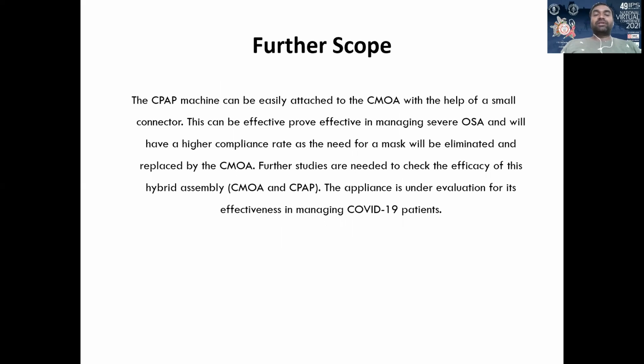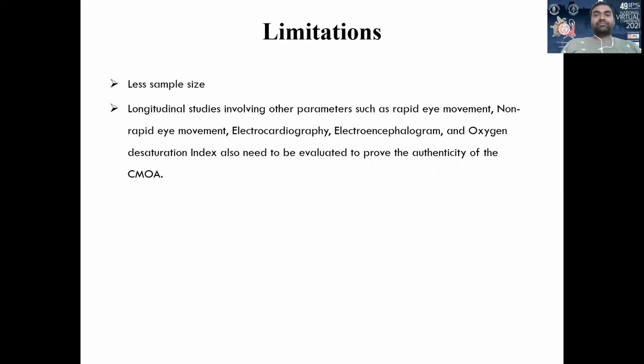For the scope of the study, the CPAP machine can be easily attached to the customized oral appliance with the help of a small connector. This can be effective in managing severe OSA and will have a higher compliance rate, as the need for the mask will be eliminated and replaced by the customized maxillary oral appliance. Further studies are needed to check the efficacy of the hybrid appliance, that is CMOA and CPAP. The appliance is under evaluation for its effectiveness in managing COVID-19 patients.